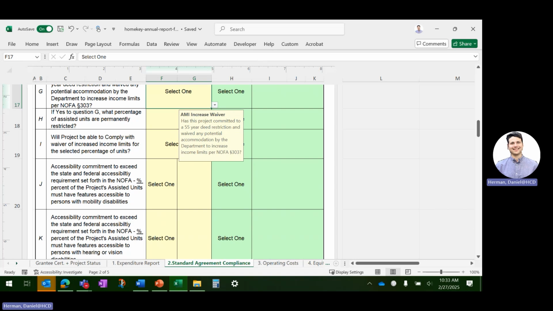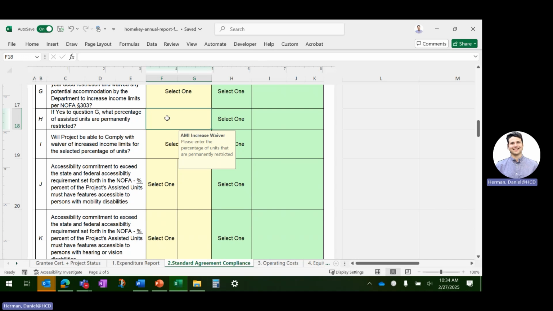Question G is about affordability commitment written into the standard agreement. So please check your standard agreement Exhibit E to see if you have a 55-year commitment and if you have waived the possibility of any income limit increases. If that requirement is listed there, please mark yes in question G.